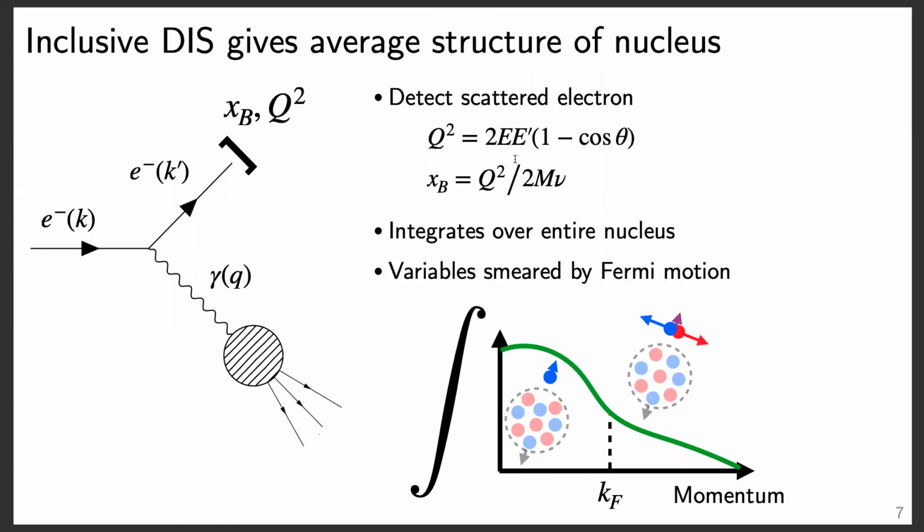The other issue is that your variables, these inclusive variables, are actually smeared out by Fermi motion. So you have a small loss of resolution, based on the fact that your nucleons are moving. And obviously the wave function is dominated by low momentum nucleons. And so in most cases, this just means that your variables are smeared out a little bit. But if you do happen to scatter from one of these high momentum nucleons, this can actually cause a sizable shift in the kinematic variable that you reconstruct. And I'll show an example of that later.